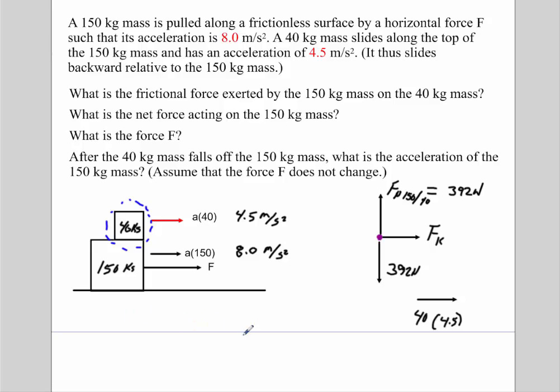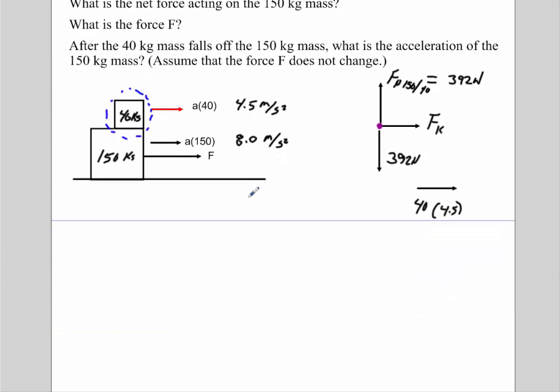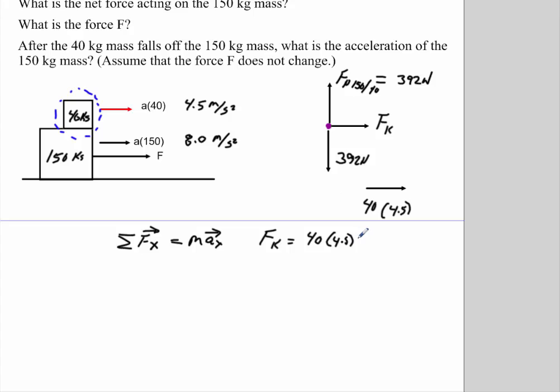Now we can sum our forces in the x direction. We're going to have the x direction going this way. Anything to the right is positive. So the summation of forces in the x direction must equal mass times acceleration in the x direction. Again, anything going right will be positive. That's going to give me Fk is equal to mass times acceleration, or 40 times 4.5, which is 180 newtons. Then we know this value up here is going to be the 180 newtons.